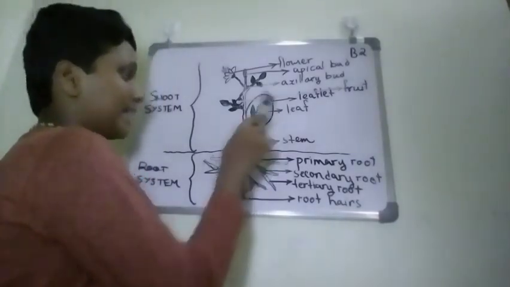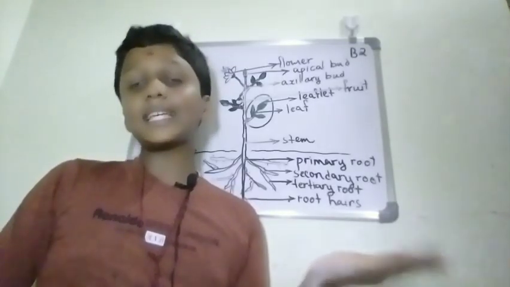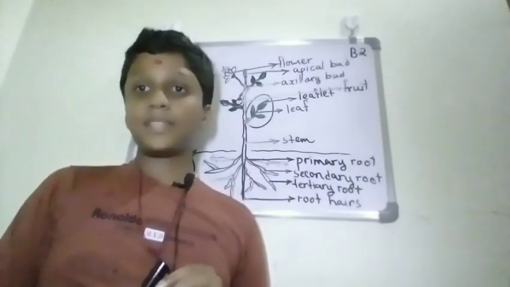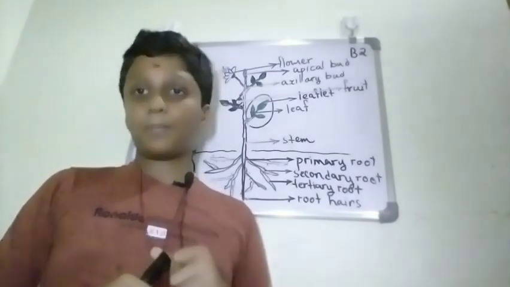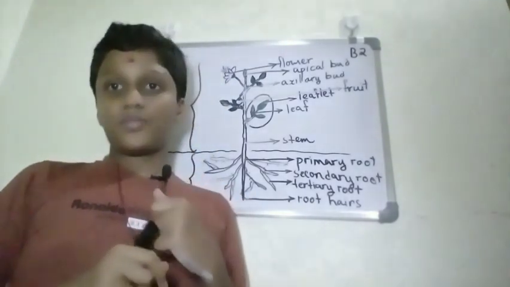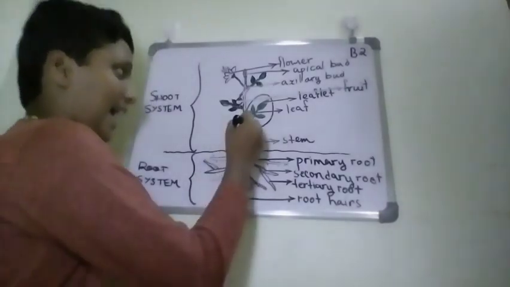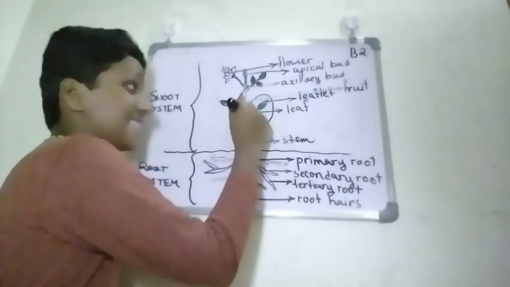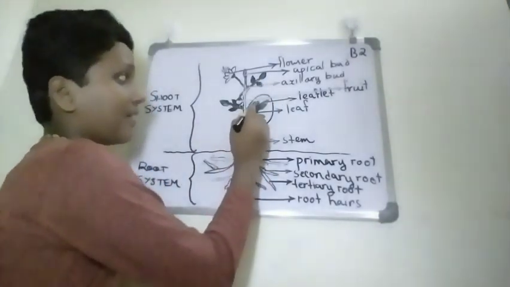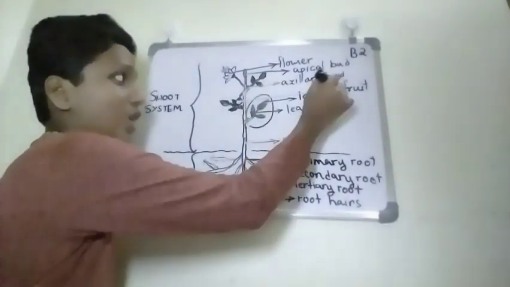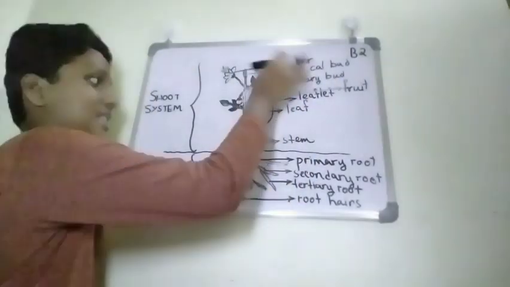And next we have the leaf. The leaf is the kitchen of the plant. It prepares food for the plant. This whole thing is a leaf, and as this is a compound leaf, we have these small leaves which are called leaflets. So this is a leaflet.